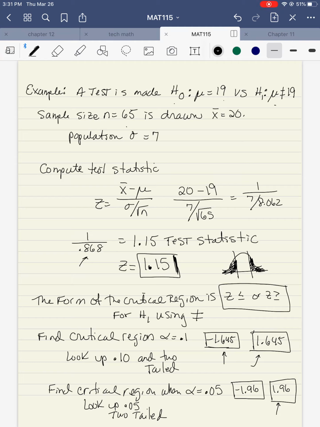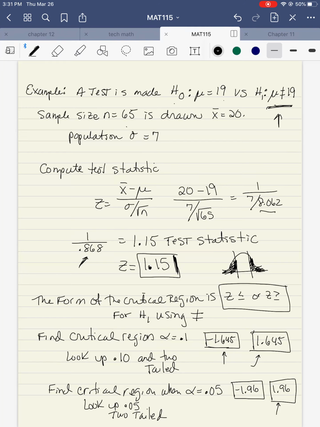When I take the square root of 65, I get 8.062. 20 take away 19 is 1. When I do 7 divided by 8.062, I get 0.868. 1 divided by 0.868 is 1.15. So my test statistic is 1.15. Because this is a not equal up here, it's a two-tailed test. Because it's a two-tailed test, you select Z is less than or equal or Z is greater than or equal.